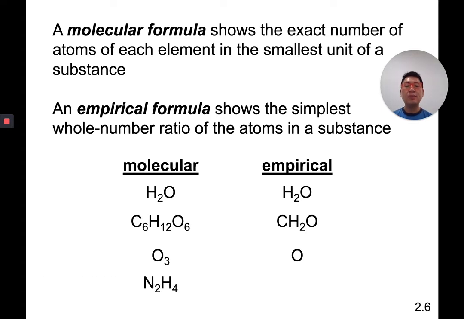And one more example. Molecular formula C2H4. Its empirical formula is CH2, a ratio of 1 to 2. That's it. 2 to 4 is the same as 1 to 2.